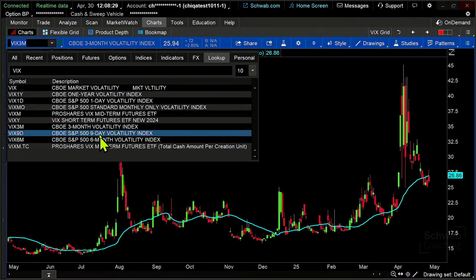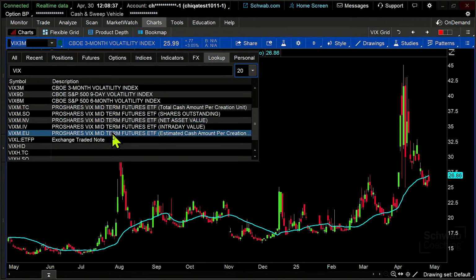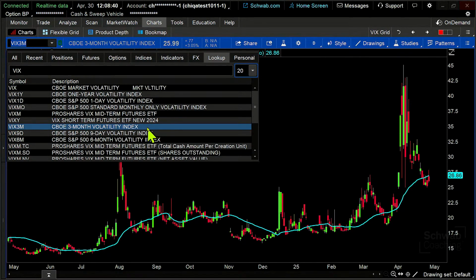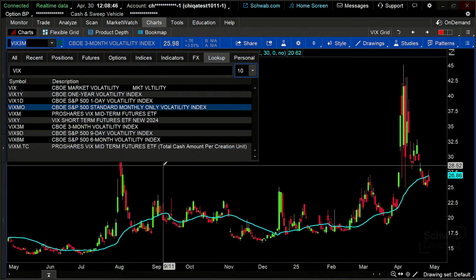You'll look at that 3-month VIX. You've got a 9-day VIX. You've got a 6-month VIX. In fact, if we were to extend this out to more listings, you're going to see that you've got other products that trade with VIX in the name. So those are different ways that you can visualize volatility.